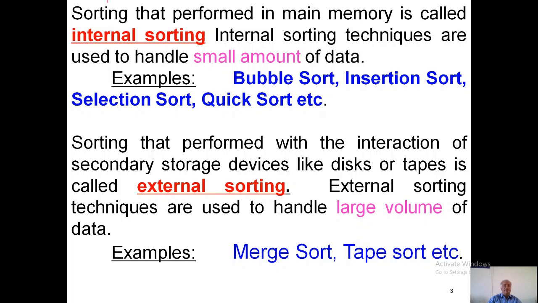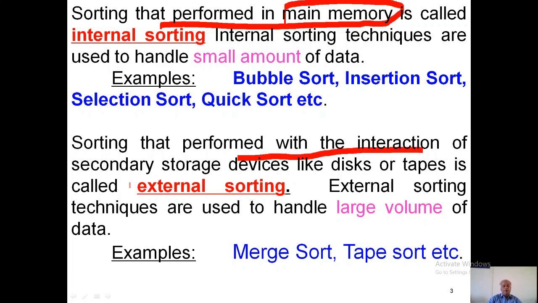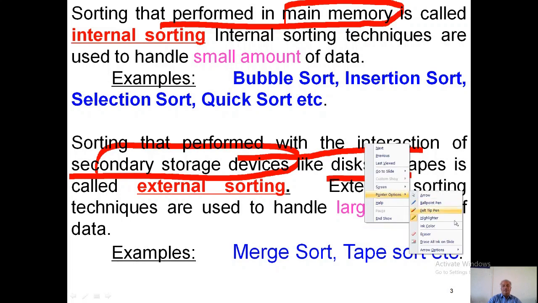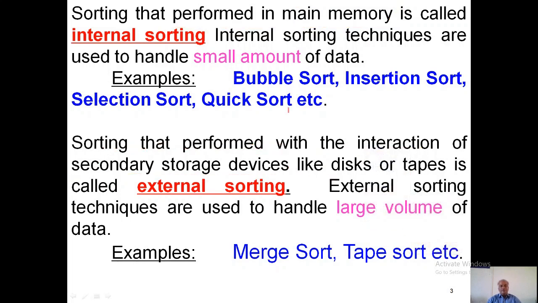Sorting that is performed under the control of main memory is called internal sorting. Sorting that is performed by interacting with secondary storage devices like disks or tapes is called external sorting.